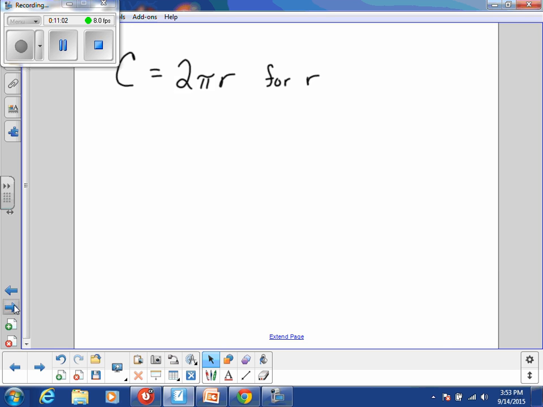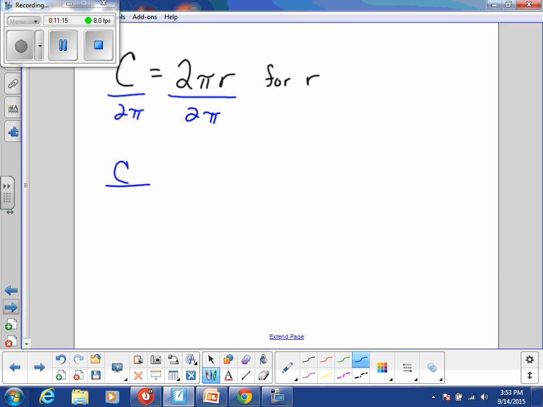If you want to get r by itself, and 2 pi r means 2 times pi times r, just divide both sides by 2 pi. And you can just write the formula that way. I always like to rewrite it so my last step is nice and clean with the variable I've solved for by itself with a coefficient of 1.